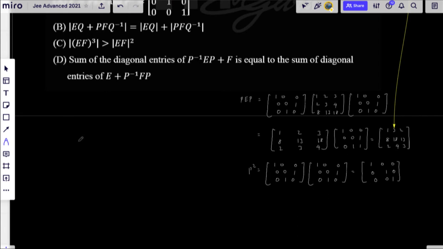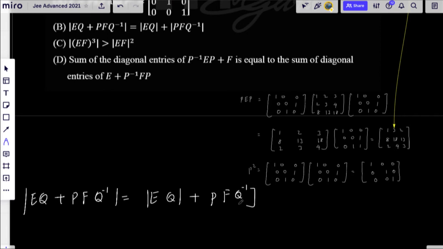And that is EQ, EQ plus PFQ inverse mod. This one is given, and here this is equal to, that is EQ. It is given as per in the option EQ plus, we have to verify this PFQ inverse.